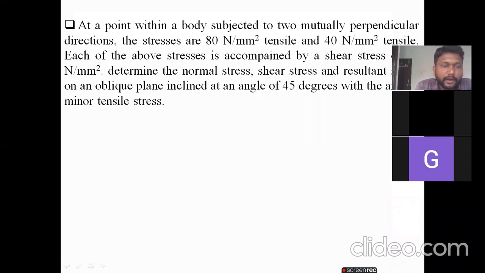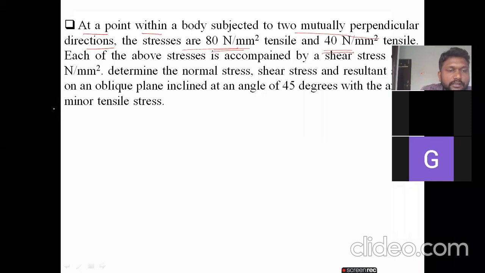So if you see this problem, it's a very important problem. Okay, wait for 1 second. I'll adjust this. A point within a body is subjected to two mutually perpendicular directions. The stresses are 80 Newton per mm square and also 40 Newton per mm square tensile. That means both are positive, we have to take the positive sign.